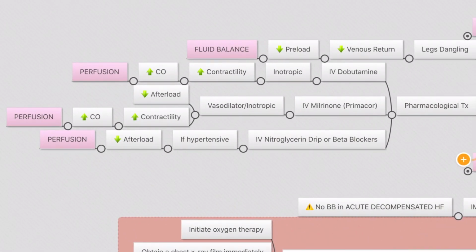Another drug we call milrinone. Milrinone is a vasodilator and inotropic drug, so it not only helps with contractility and cardiac output, but at the same time vasodilates to decrease afterload. So it helps with perfusion as well. An IV nitroglycerin drip or even an IV beta blocker push can be used if a patient is severely hypertensive. The reason you want to give that is because you want to decrease the afterload. So decreasing the afterload is going to, again, help with perfusion.